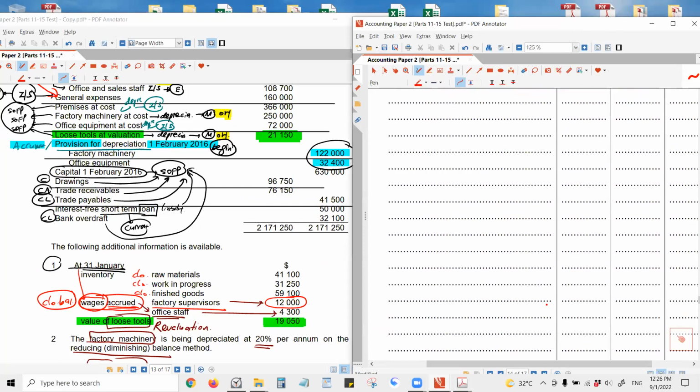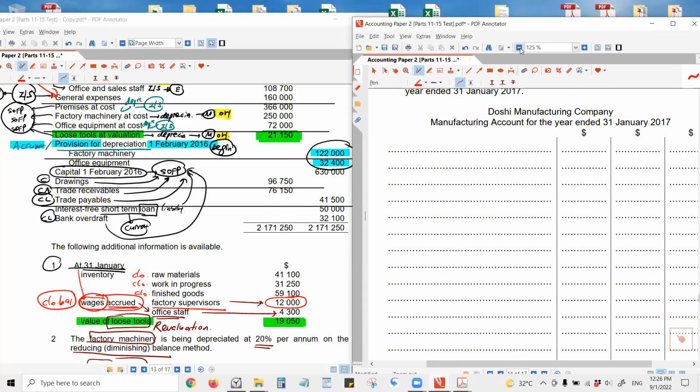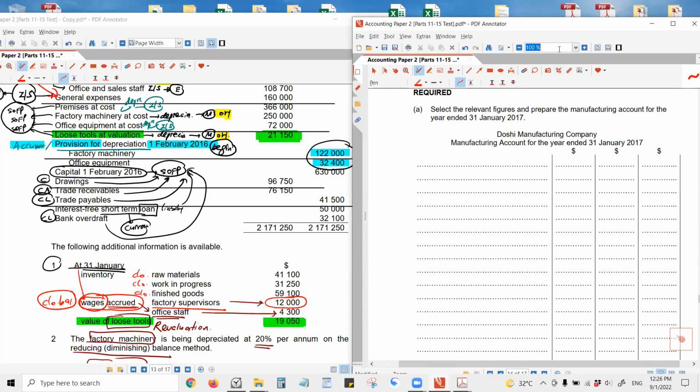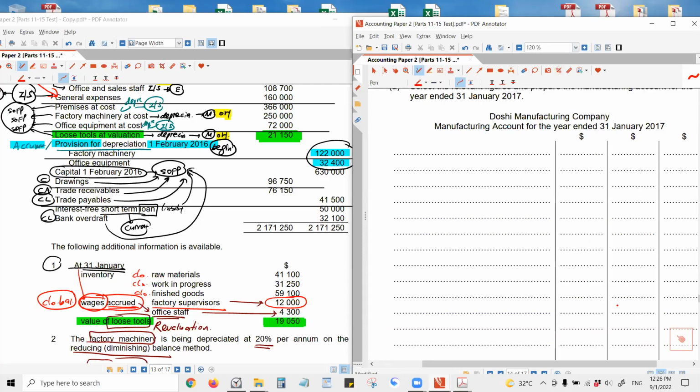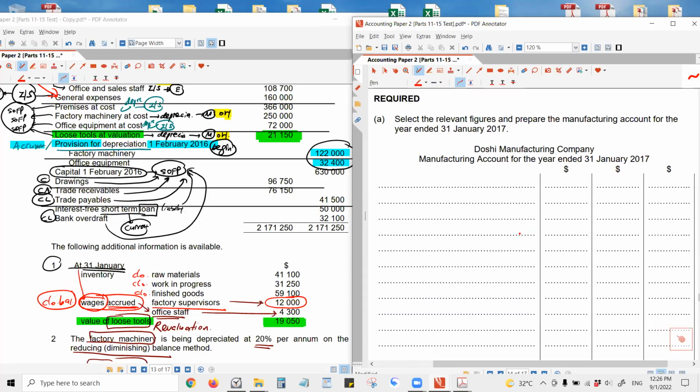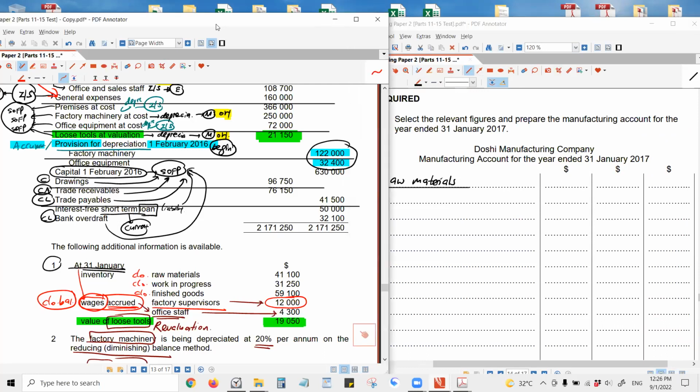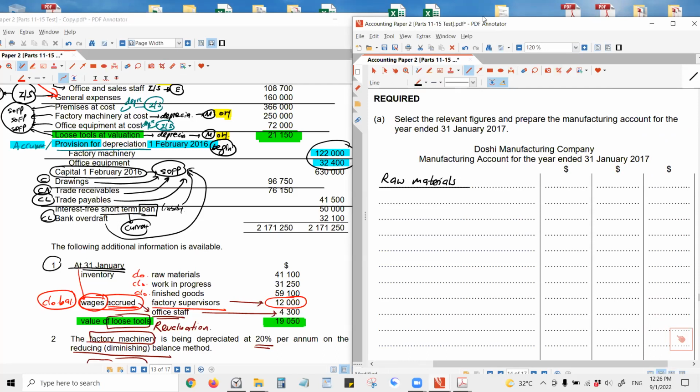Do one thing at a time. Try not to do the manufacturing account along with the income statement together. Do the manufacturing account first. Begin with what? Raw materials. So you want to do it together with me? You can redo it together with me. Raw materials. Draw a line, create a subheading. Then you look for everything about raw material.